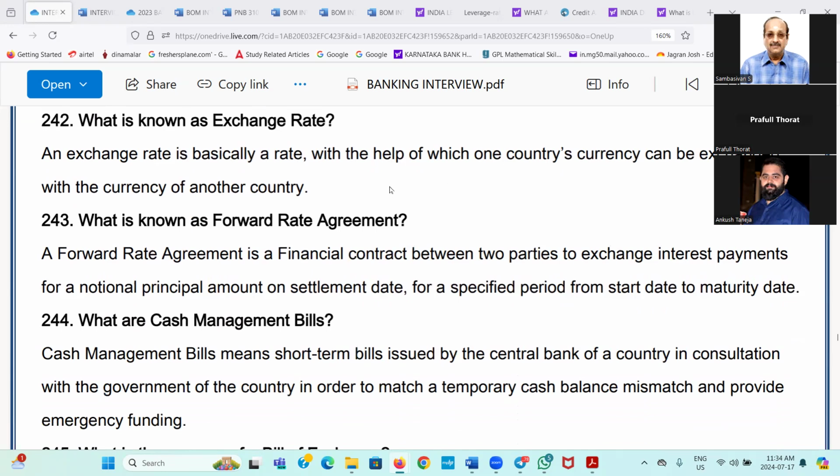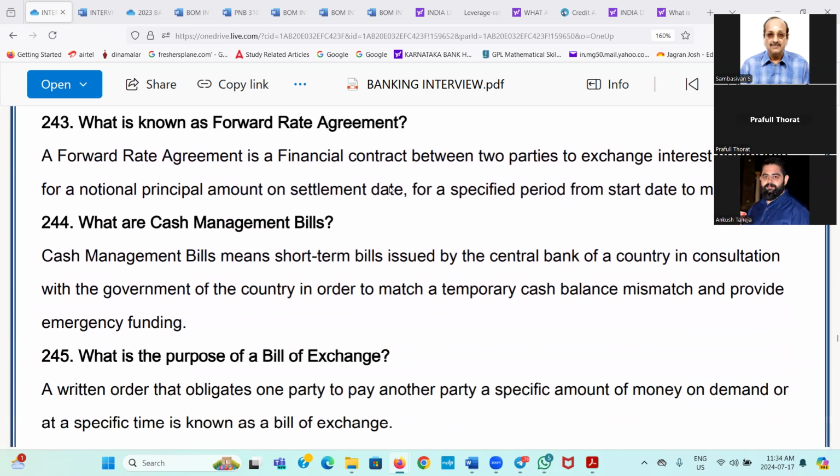244. What are cash management bills? Cash management bills means short-term bills issued by the central bank of country in consultation with government of country in order to match temporary cash balance mismatch and provide emergency funding.